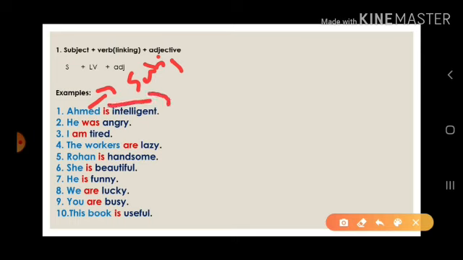And this red one is verb linking verb and this color is adjective.